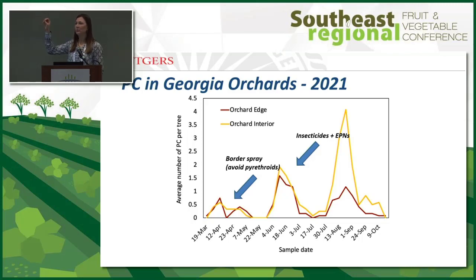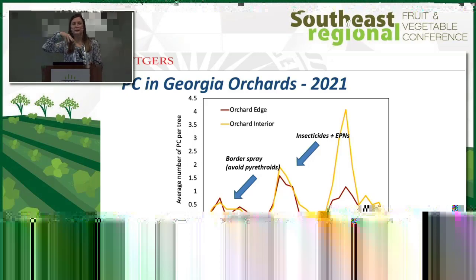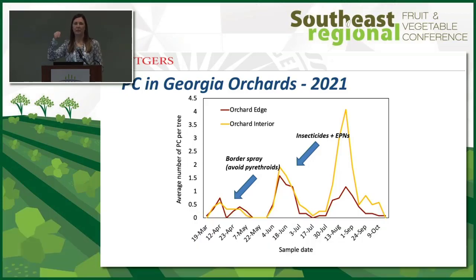So anything you can do to avoid pyrethroids or just reduce the amount of insecticide, that precision agriculture that you're talking about, where you can reduce the amount of insecticides applied to the orchard. Border spray might be a good tactic, even though you're going to have some injury on the interior. And then using insecticides plus nematodes against this second generation.